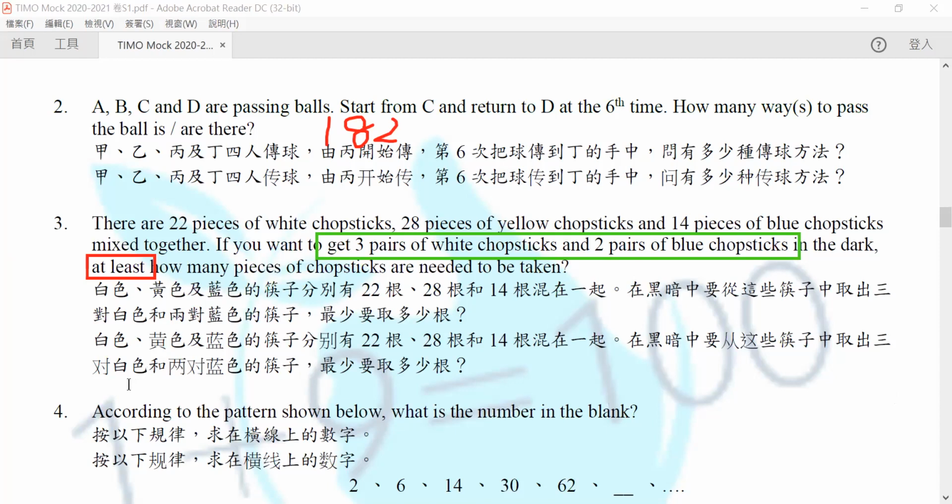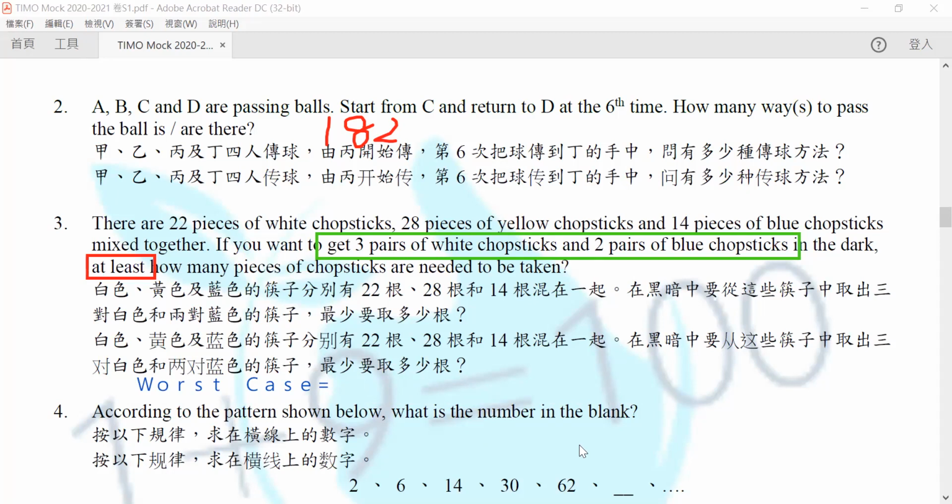So the worst case scenario is that we pick up all the yellow chopsticks. How many yellow chopsticks are there? It is 28, right? We pick up all 28, plus... Worst case scenario, this is difficult to think. Might be even worse. Now, for the worst case scenario, we consider two situations.